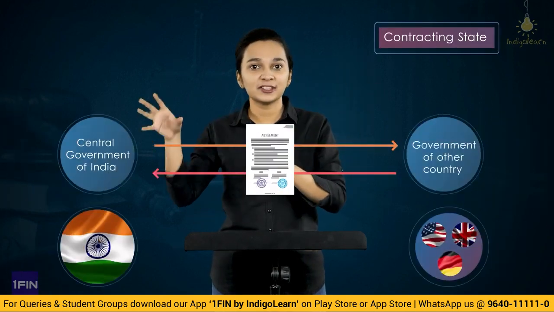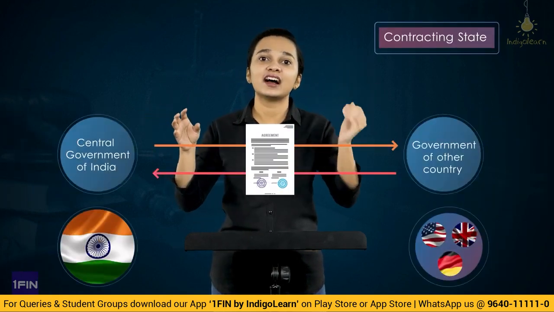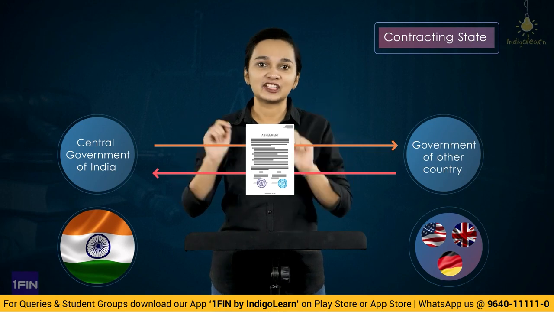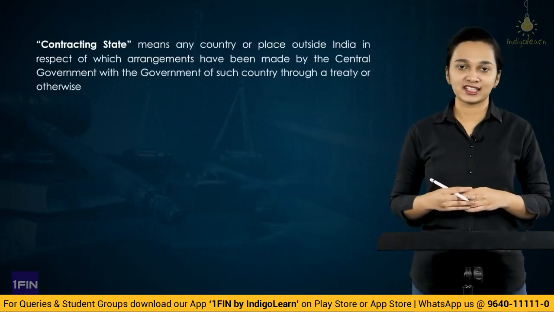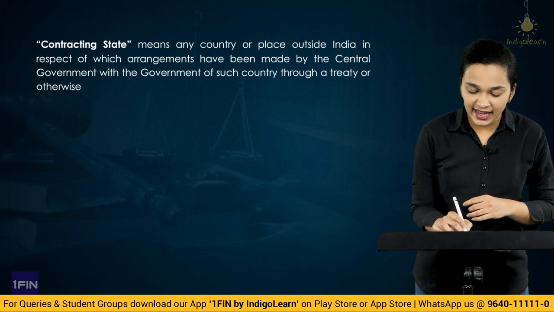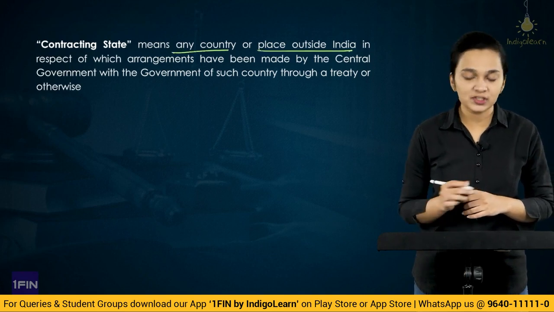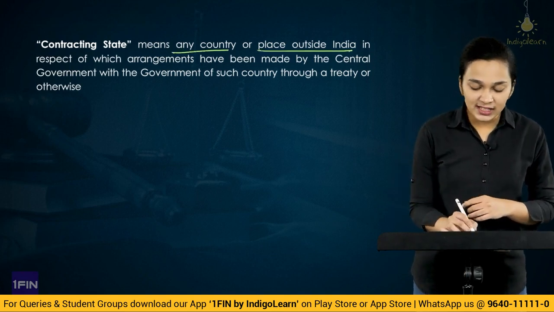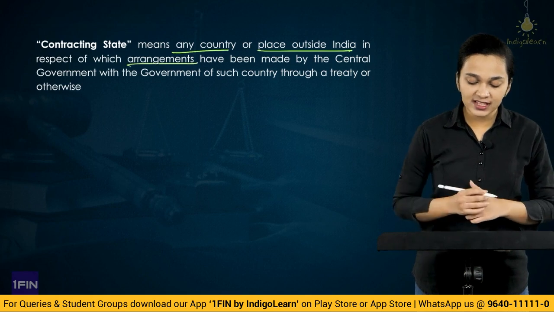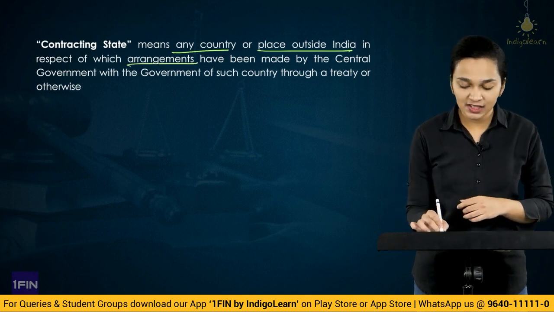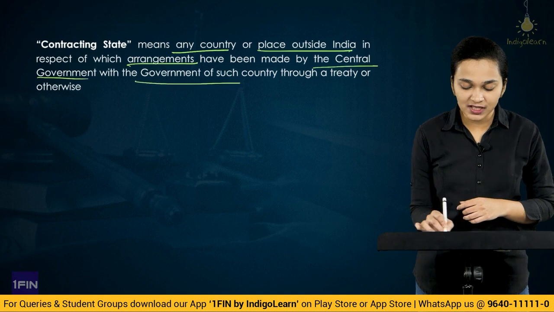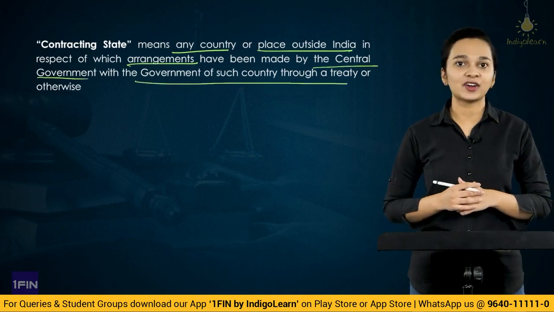So when we are referring to the term contracting state, a contracting state is basically some other country with which the government of India has any agreement or arrangement. Let's have a look at the meaning of contracting state. Contracting state means any country or place outside India in respect of which arrangements have been made by the central government with the government of such country through a treaty or otherwise.